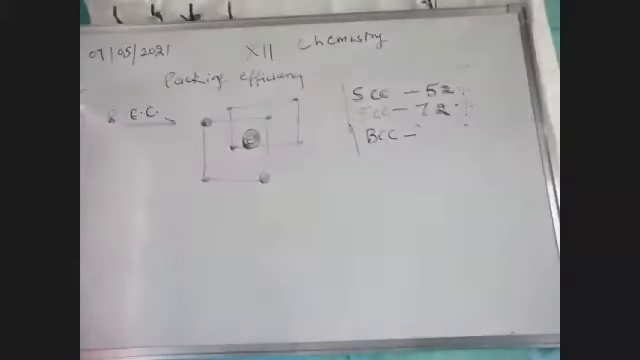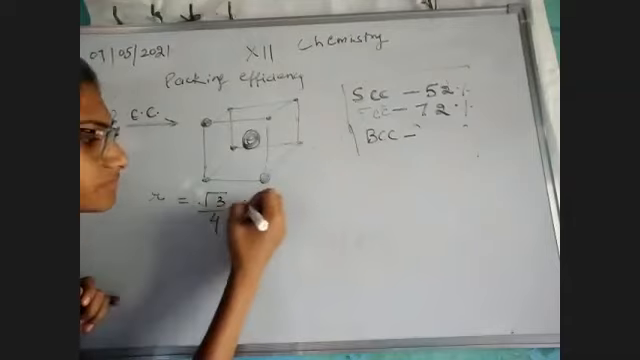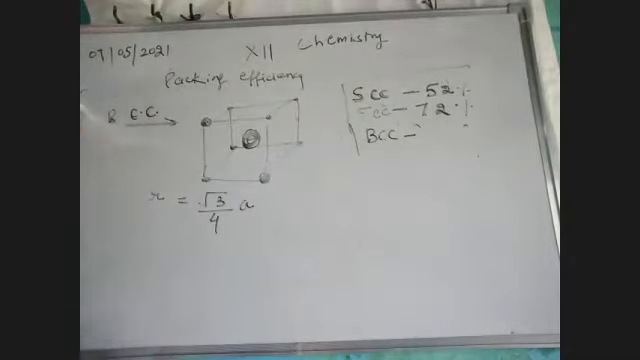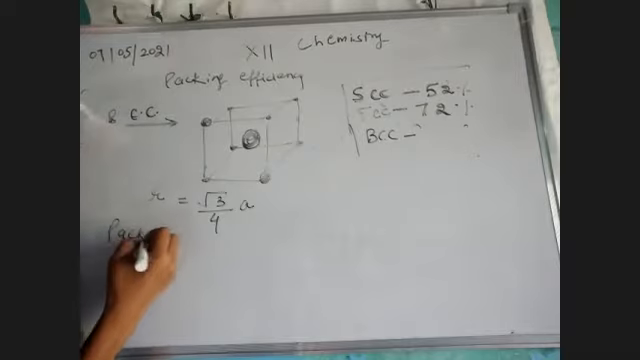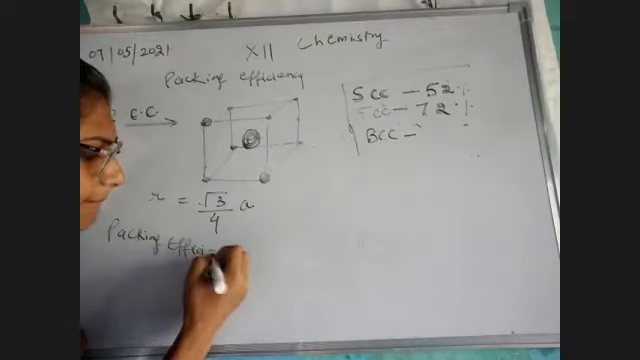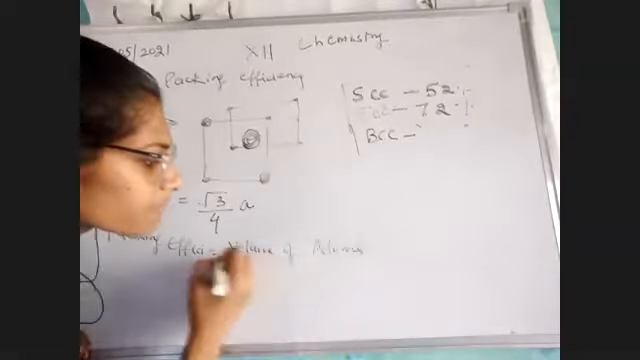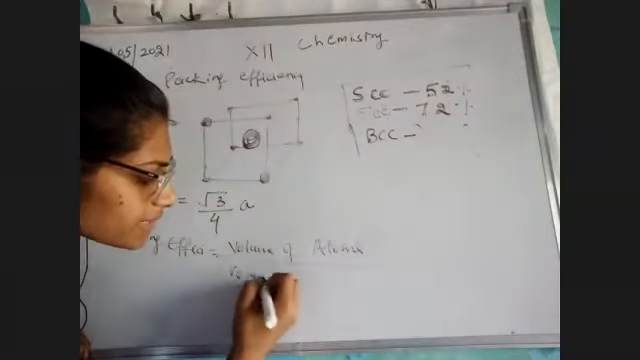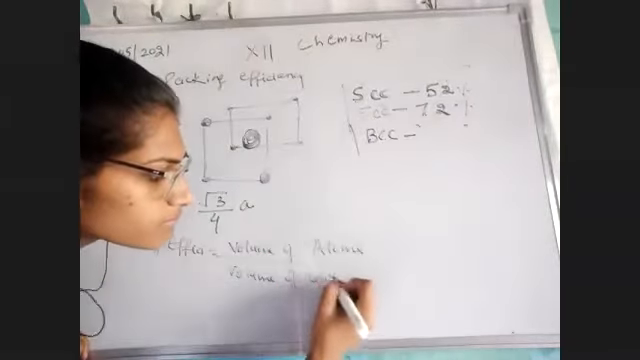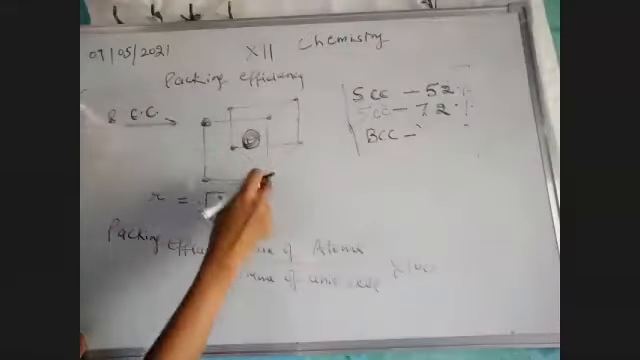I'm just writing the radius first of all. The radius over here is equal to root 3 by 4 a. And the packing efficiency would be, what is the formula of packing efficiency? It is volume of atoms divided by volume of unit cell multiplied by 100. Please write your own. It has the same formula.